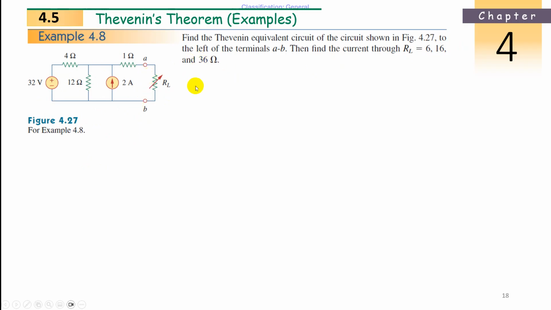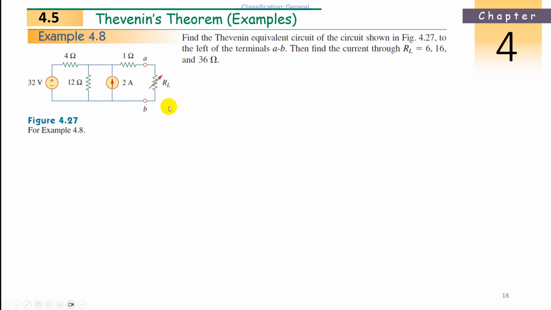So what we are proposing here is that you find the equivalence between the A and B terminals on the left side with one voltage source and one resistance. Then every time, we only have to change one equation to find IL. IL when RL is equal to 6, IL when RL is equal to 16, IL when RL is equal to 36. That's it. So in three steps you can find that.